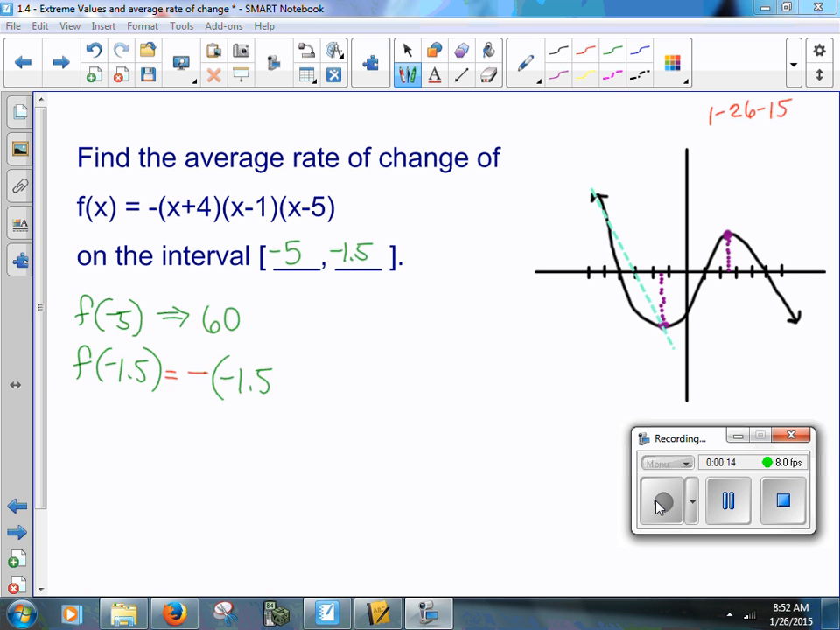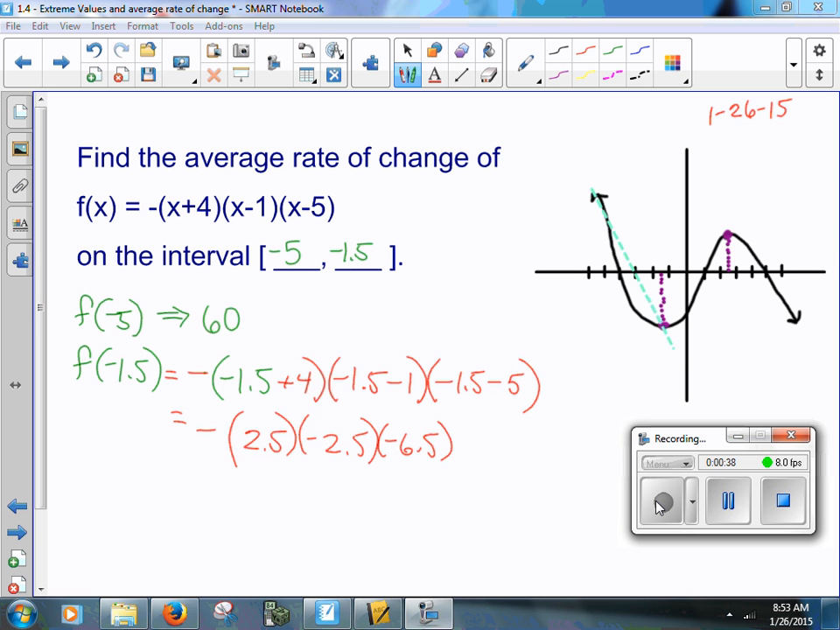Here we go. Negative 1.5 plus 4. Negative 1.5 minus 1. Negative 1.5 minus 5. What is 4 minus 1.5? 2.5? Yeah. Negative 2.5, negative 6.5. Y'all don't let me make a mistake. Is it looking right? Is it right? I think it is.